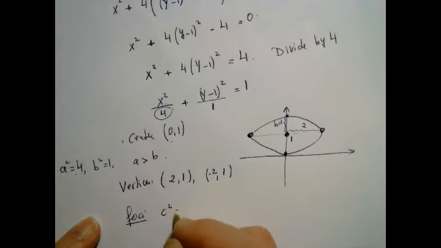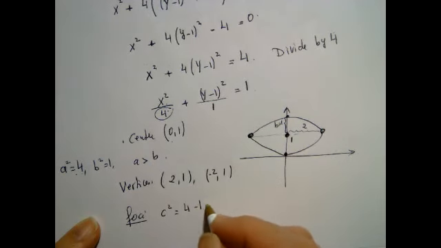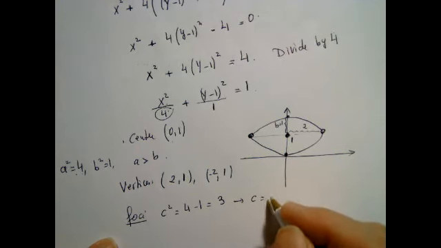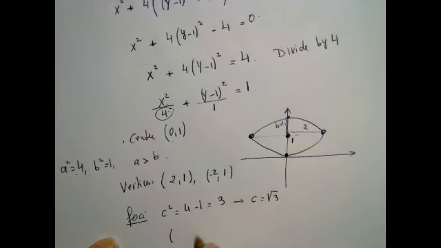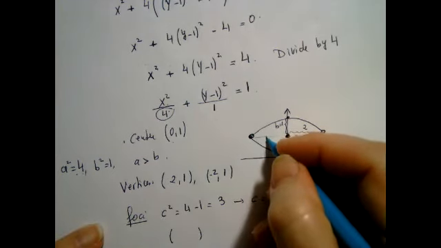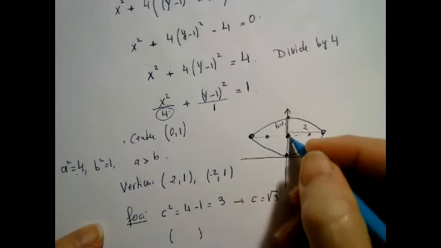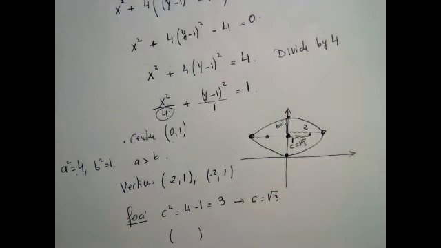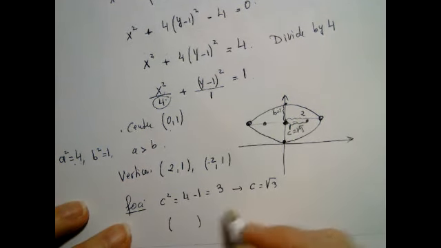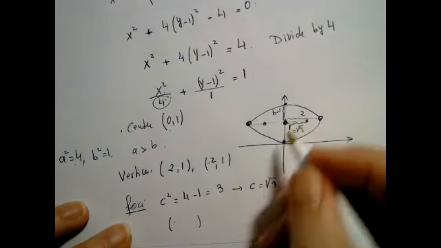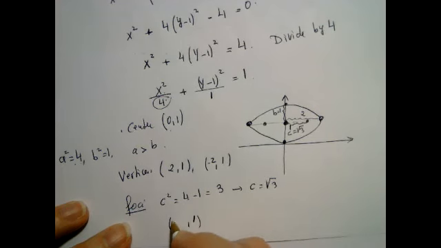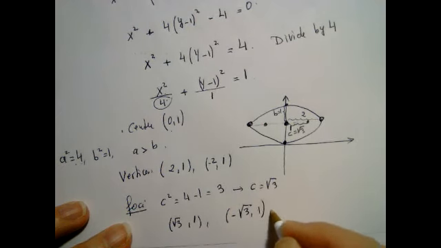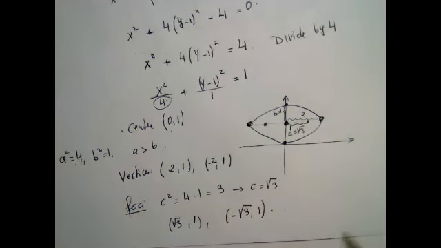Now for the foci, first I need to find the c. Here the c squared is the largest minus the smallest, which is equal to 3. It means the value of c is the square root of 3. So the foci will be right there and right here. This is my c, which is the square root of 3. So we have 2 foci. 1 is the y coordinate, and square root of 3, or minus the square root of 3, and 1.